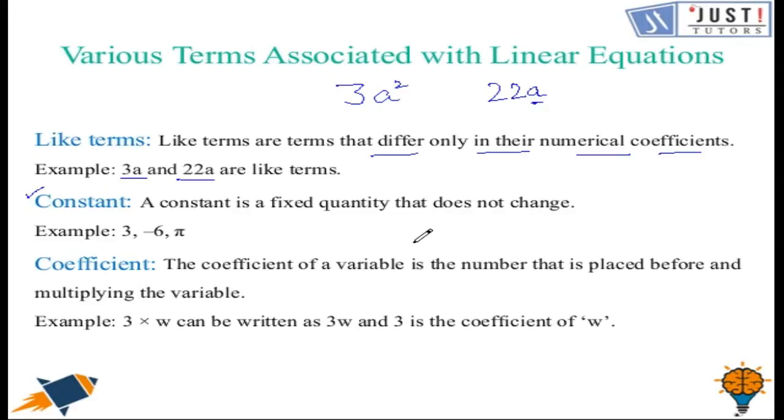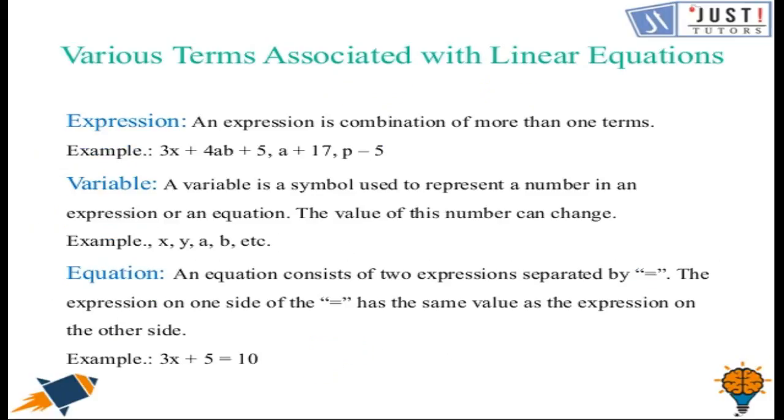Like numbers, they will remain the same everywhere. Coefficient: the coefficient of a variable is a number that is placed before and multiplying the variable. For example, here we have 3 multiplied by w. It can be written as 3w, like this. So 3 is the coefficient of w.